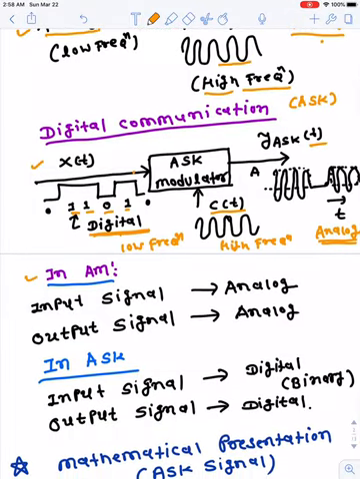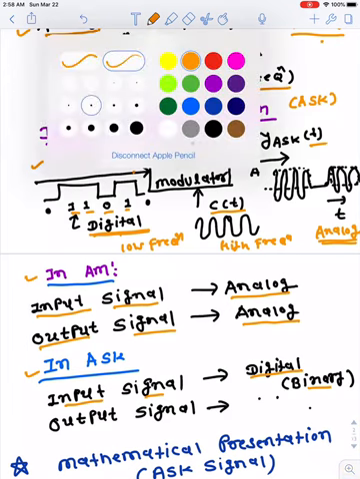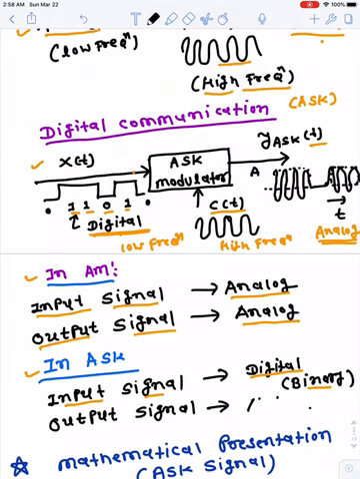In amplitude modulation, the input signal is analog in nature. The output signal is also analog in nature. Whereas in ASK, the input signal is digital in nature, which is in the form of a binary, and the output signal is analog in nature. So this is a mistake. We can make it correct. This is analog in nature.